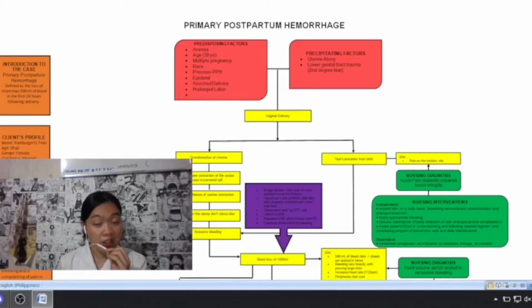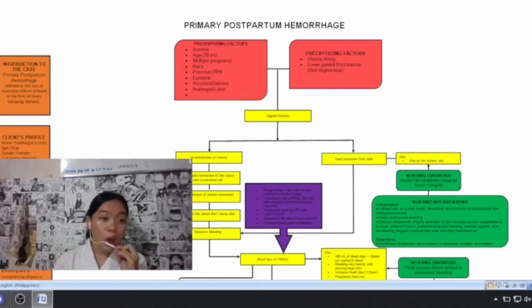Prolonged labor. Prolonged labor exhausts the myometrium, so contraction is weakened. So the precipitating or causative factors are uterine atony and lower genital tract trauma. Uterine atony is the leading cause of postpartum hemorrhage. It is defined as relaxation of the uterus, so there is an absence of contraction in the uterus. When this happens, the bleeding is continuous because there is no pressure to clamp shut the blood vessels that are connected in the uterine muscle.